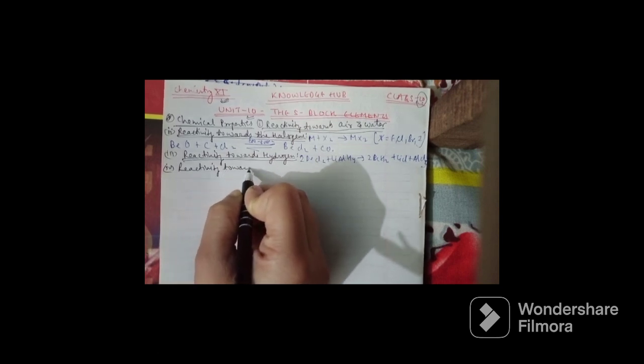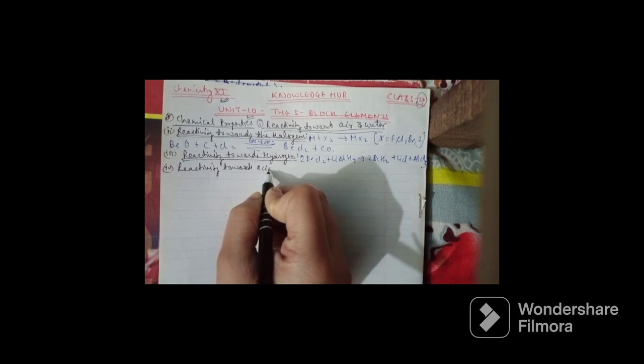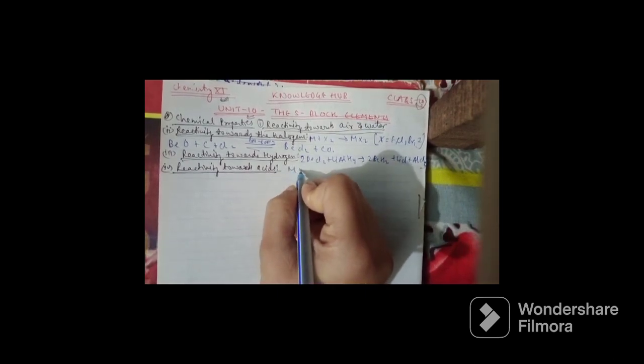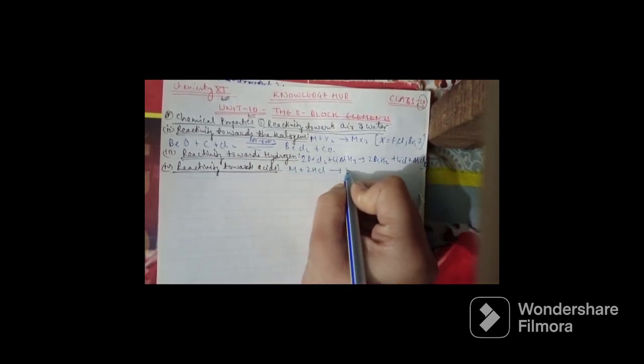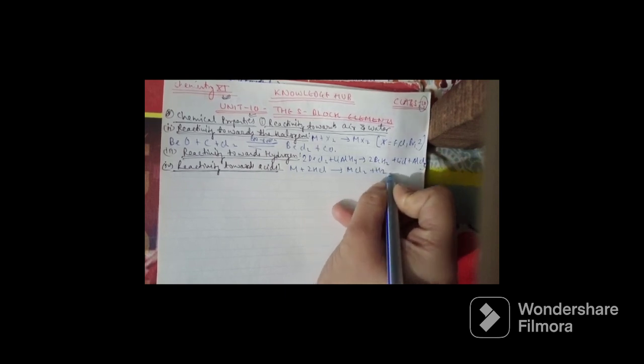Now we go for reactivity towards acids. Here, the alkaline earth metals readily react with acids, liberating dihydrogen, which is metal plus 2HCl giving MCl2 plus H2. Now for reducing nature.